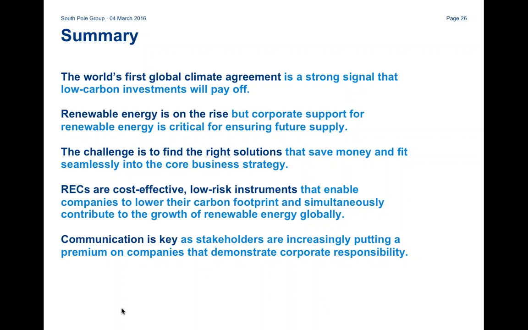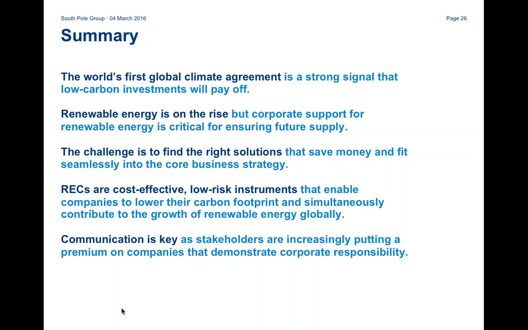Renewable energy is on the rise, but corporate support for renewable energy is critical for ensuring future supply. At the recent UN Climate Conference, IKEA's Chief Sustainability Officer Steve Howard advised businesses that want to survive the transition to a low carbon economy to strive for 100% transformation, whatever goals they set. He goes on to say, give the whole company no choice and change goes better. When you set a 100% target, it's easy. The challenge is to find the right solutions that save money and fit seamlessly into the core business strategy.